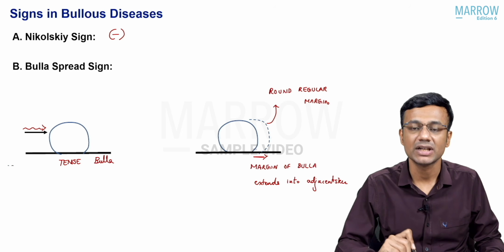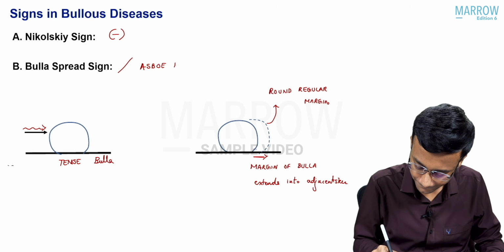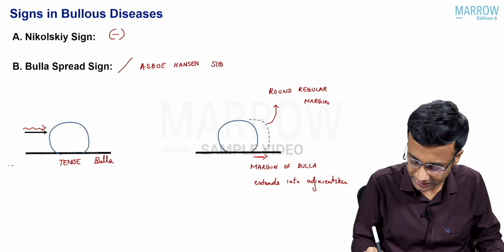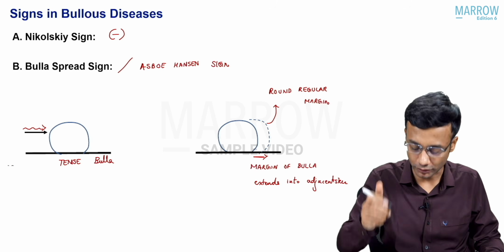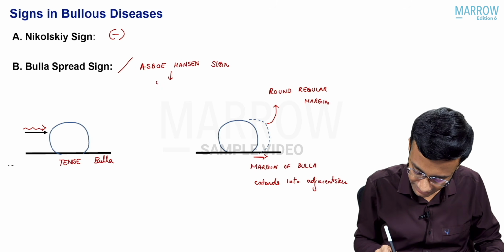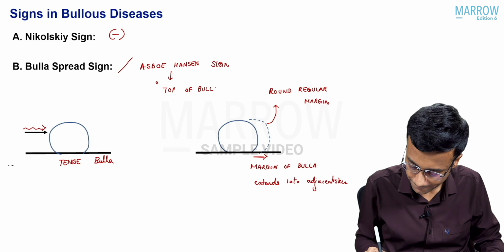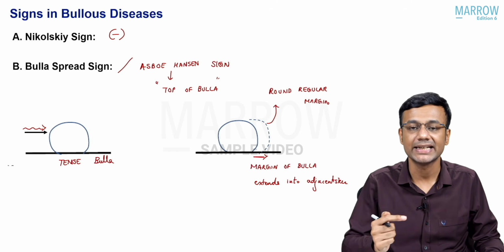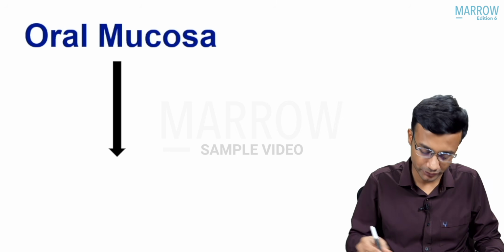Another variant of this bulla spread sign is the Asboe-Hansen sign. The only difference being in Asboe-Hansen sign, you put pressure from the top. So pressure is applied over the top of the bulla in Asboe-Hansen sign, whereas bulla spread sign is from the side. You give unidirectional pressure. Now let's look at the oral cavity in bullous pemphigoid.